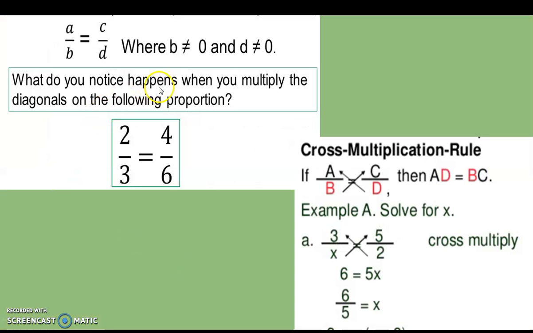Now what do you notice happens when we multiply the diagonals of the following proportion? This means if I multiply A by D and B by C, this is known as the cross multiplication rule, or we can also say, since A and D were the extremes and B and C are the means of the ratio, we get that the product of means is equal to product of extremes.